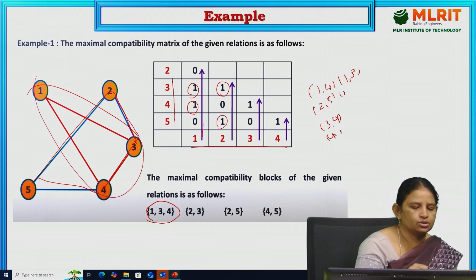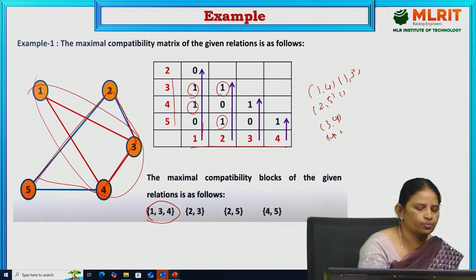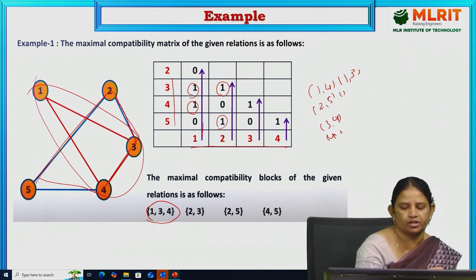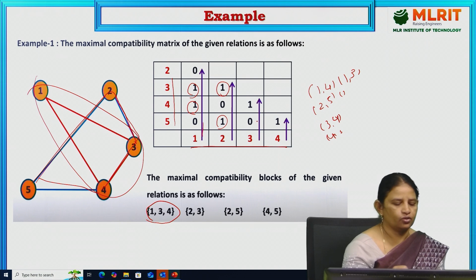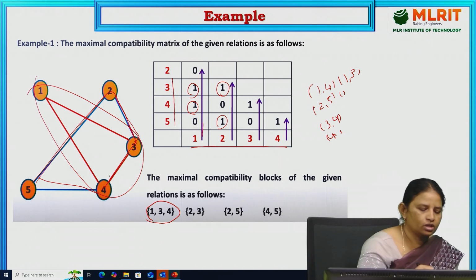2 is connected to 3. Then 2, 5. 2 is connected to 5. Next, again 3, 4. Are there any other polygons? So, no other polygons, only 2 polygons are there.